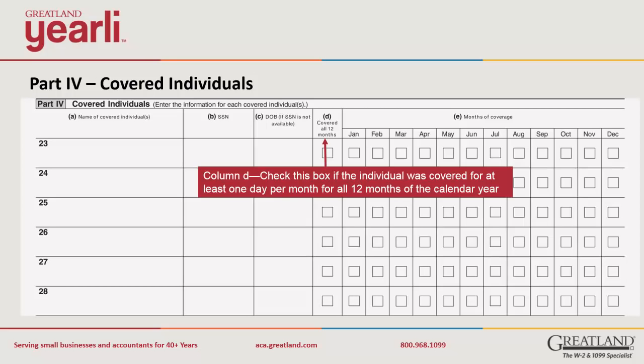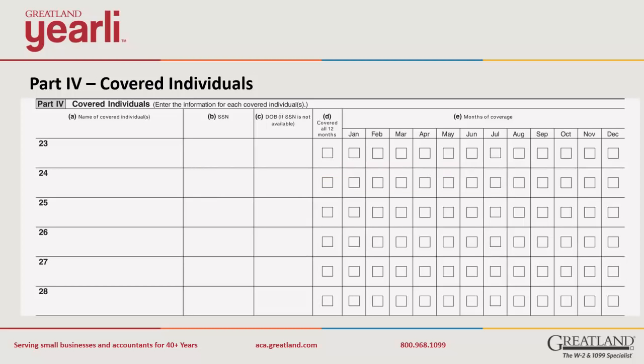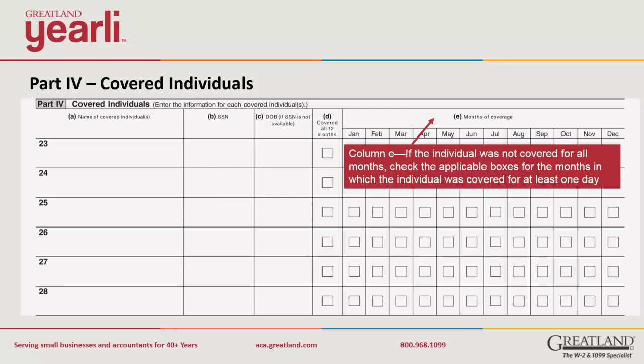Column D should be checked if the individual was covered for at least 1 day per month for all 12 months of the calendar year. If the individual was not covered for all 12 months, check the applicable boxes in column E for the months in which the individual was covered for at least 1 day.